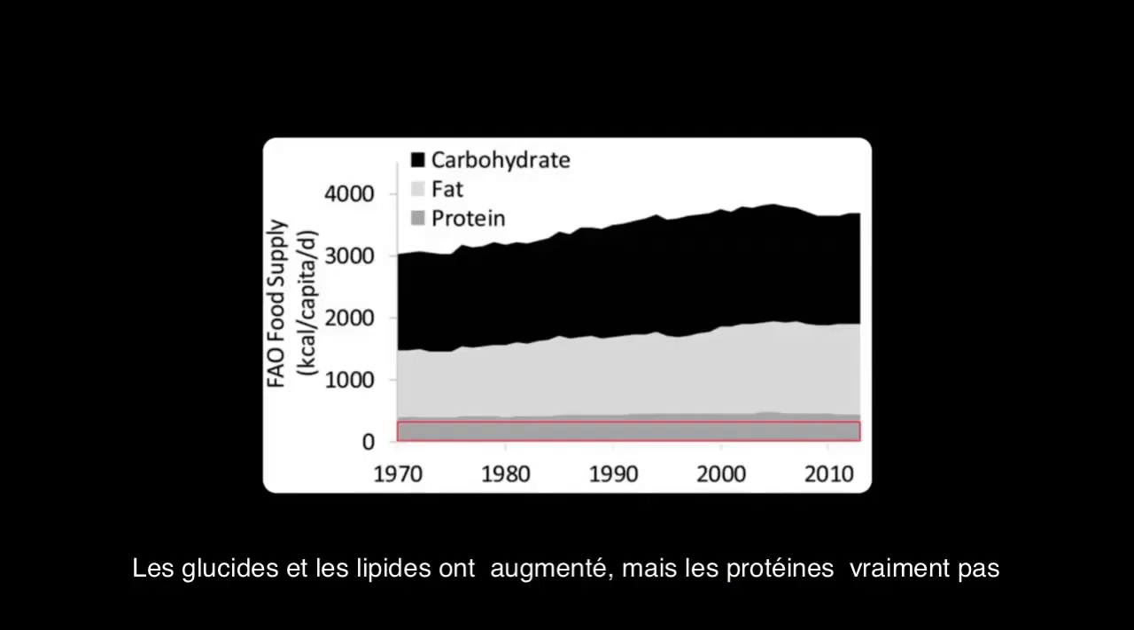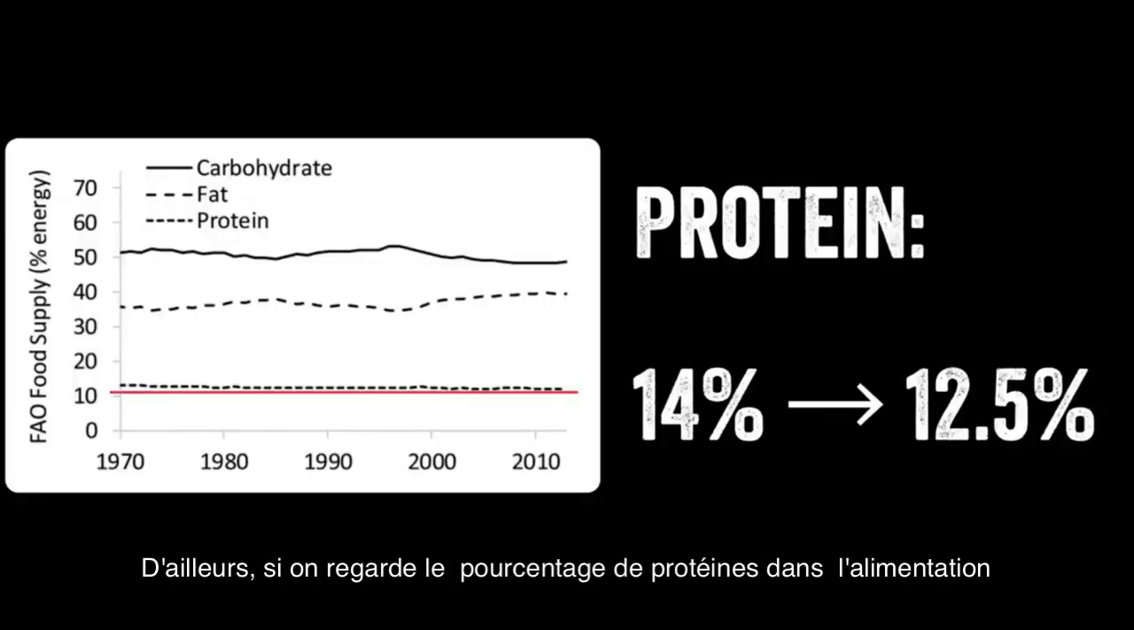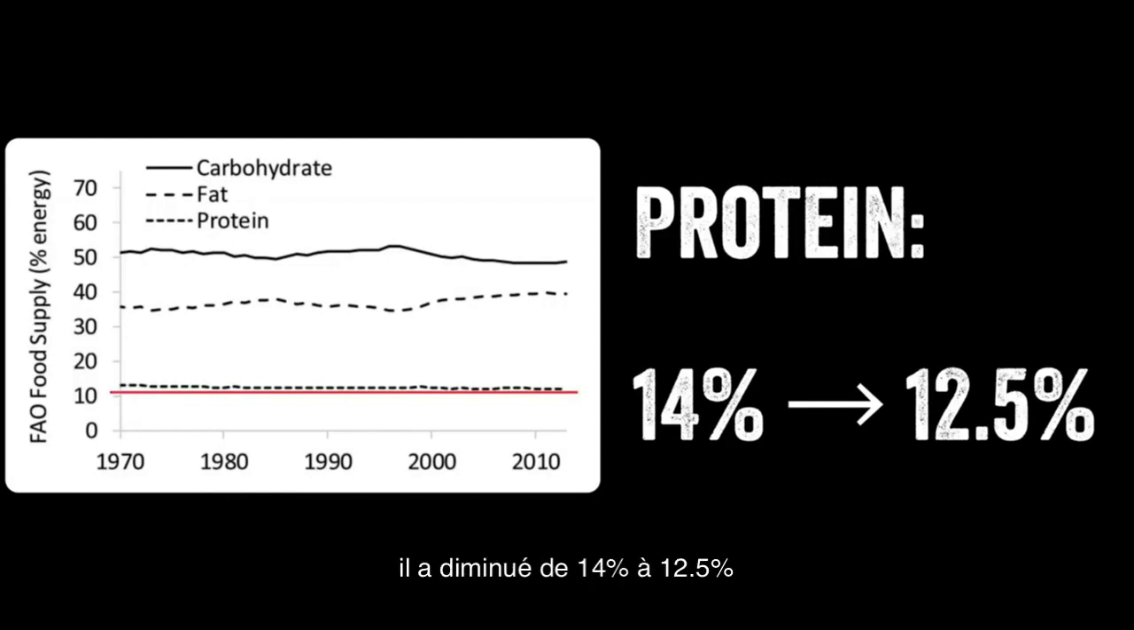Carbs and fats went up, but protein really did not go up, and this led to protein dilution in our food. In fact, if you look at the protein percentage, it went down from 14% to 12.5% over the past 50 years of the obesity epidemic.